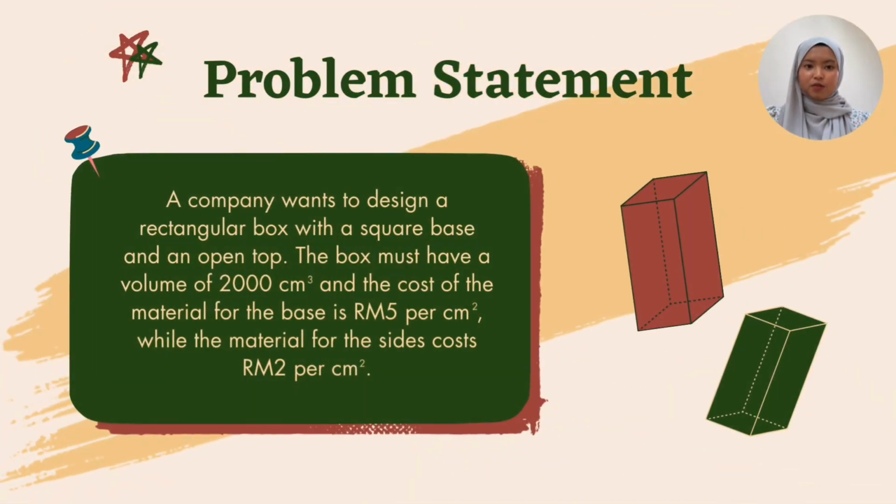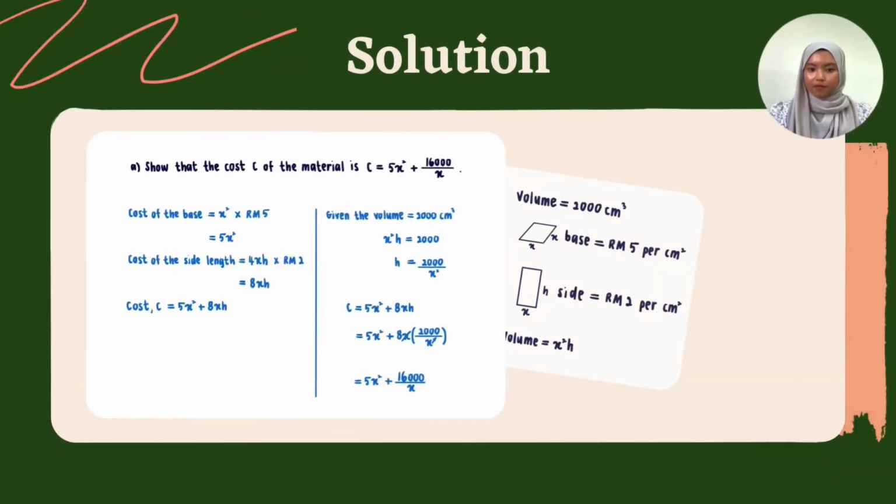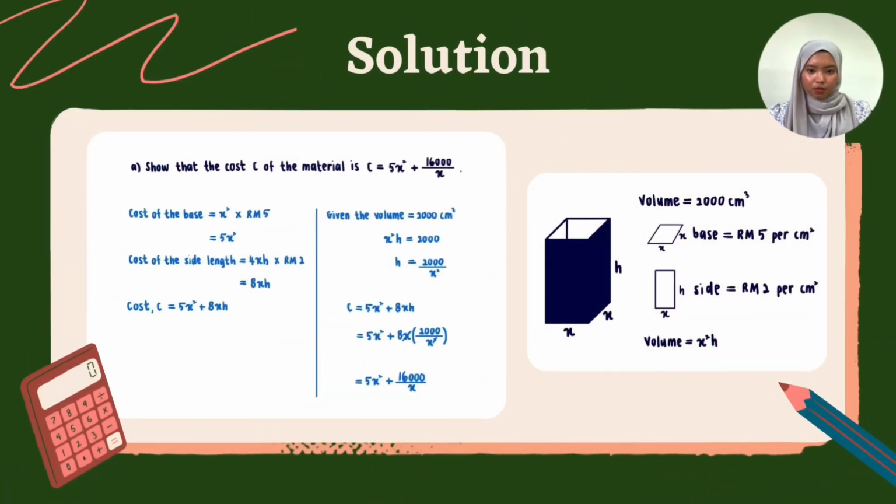A company wants to design a rectangular box with a square base and an open top. The box must have a volume of 2000 cm3 and the cost of the material for the base is Rm 5 ringgit per centimeter square, while the material for the sides costs Rm 2 ringgit per centimeter square. The first question is A. Show that the cost of the material is C equal to 5x squared plus 16,000 over x.